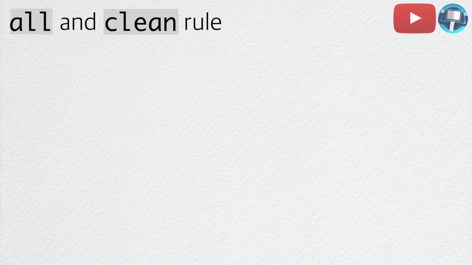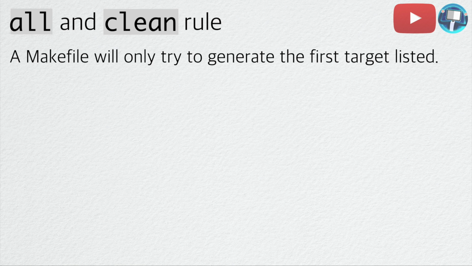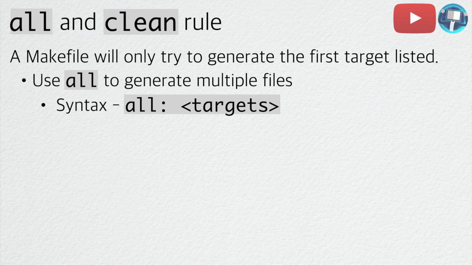It is important to note that a makefile will only try to generate the first target listed. So if you want to generate multiple files, you have to use a special rule called all. A makefile will generate all files listed after the all rule.